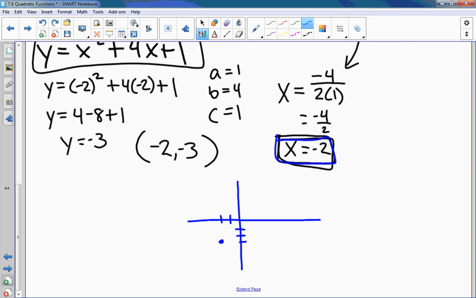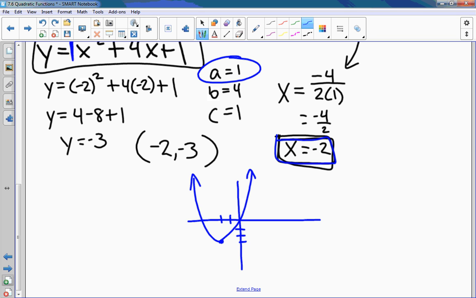Now, my a value when it comes to parabolas will tell us the orientation. Does it open up or down? Is it skinny or fat? The beautiful part of this is that the a value in the parabola is the exact same a value that comes in the equation. That same 1 before the x squared is still going to be my orientation. So it's going to open up, and it's going to be neither skinny nor fat.